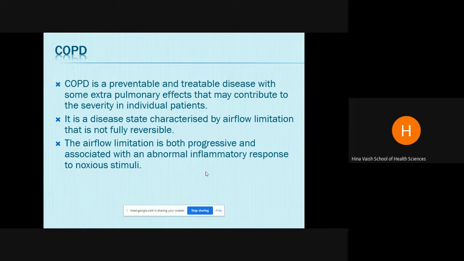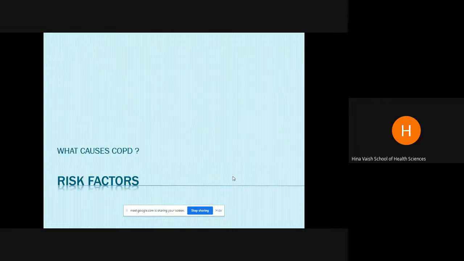And this airflow limitation, जो obstruction है, जो airflow limitation patient को है, that is both progressive, means it will gradually increase, and it is associated with abnormal inflammatory responses. तो जो भी noxious stimuli जब patient expose होता है उन stimulus को, तो these changes they keep on increasing. These inflammatory responses they increase.